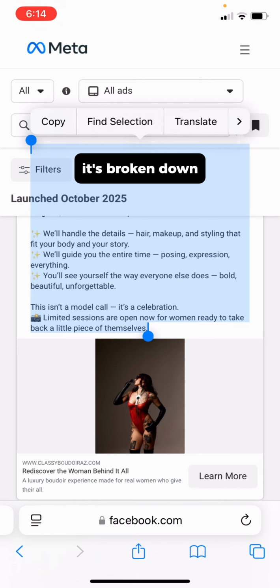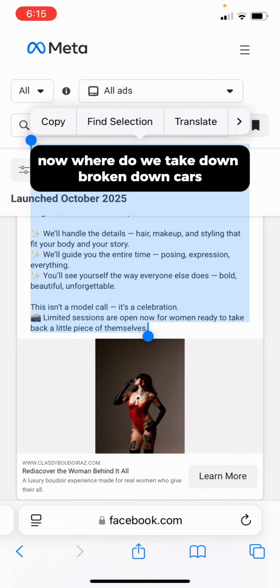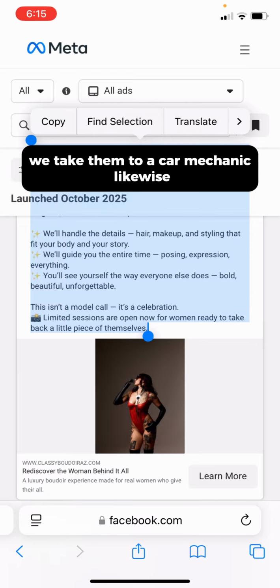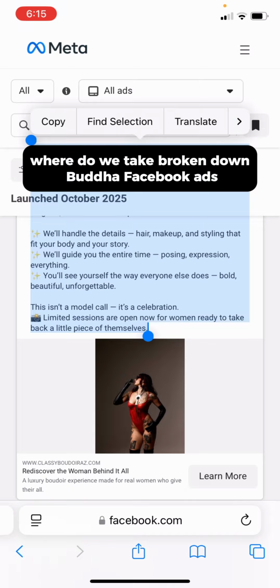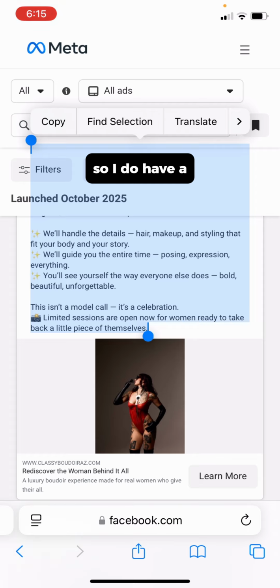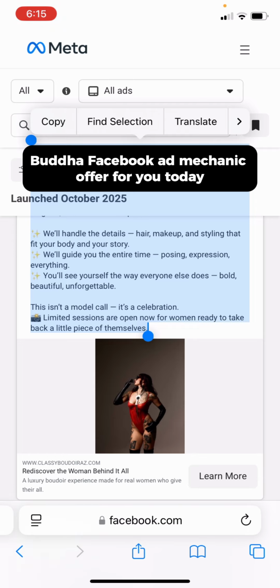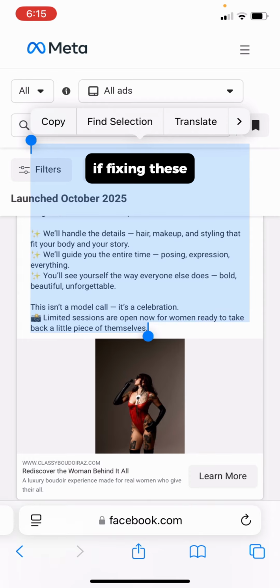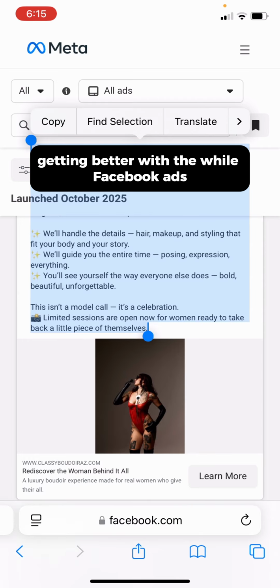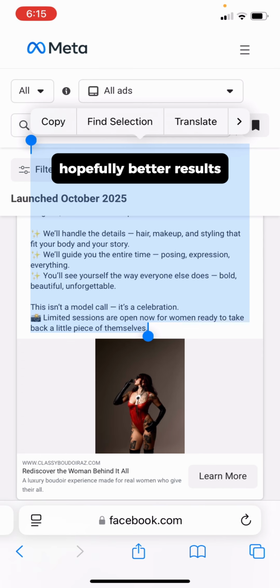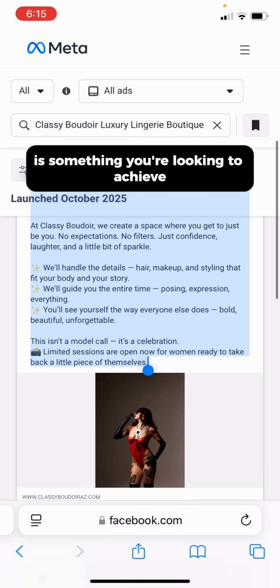It's broken down. Now, where do we take broken down cars? We take them to a car mechanic. Likewise, where do we take broken down Boudoir Facebook ads? Well, we take them to a Boudoir Facebook ad mechanic. So I do have a Boudoir Facebook ad mechanic offer for you today, if fixing these, getting better Boudoir Facebook ads, hopefully better results, is something you're looking to achieve.